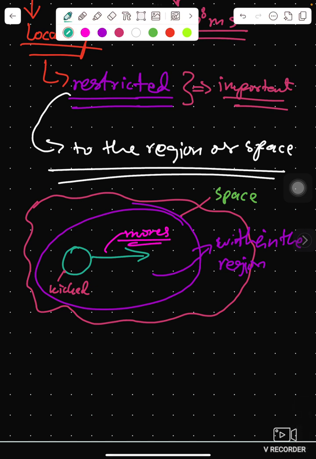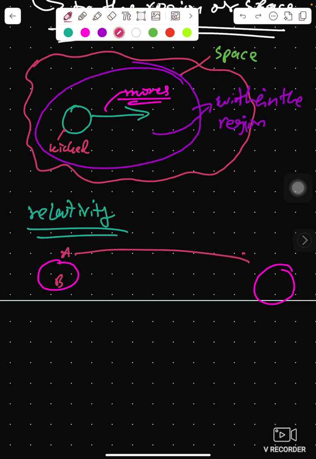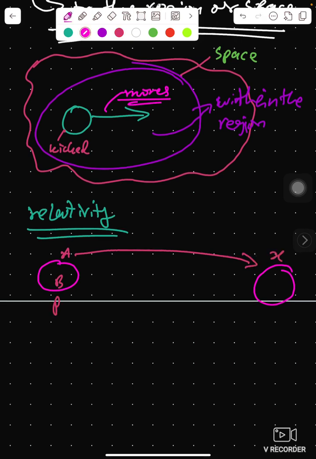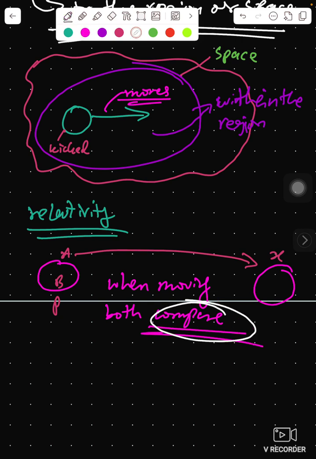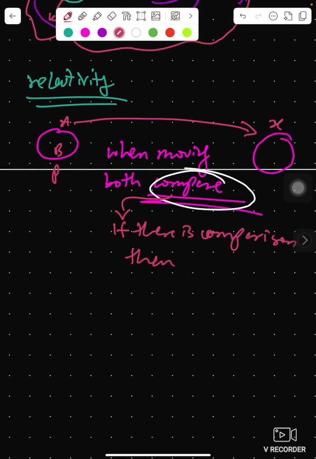The same goes for relativity, because relativity comes in classical physics, so this is also part of it. If we have two planets, A and B, there's a twin which goes to planet X from P. When moving, both compare, and compare is a very important word here, because if there is comparison, then there is locality.